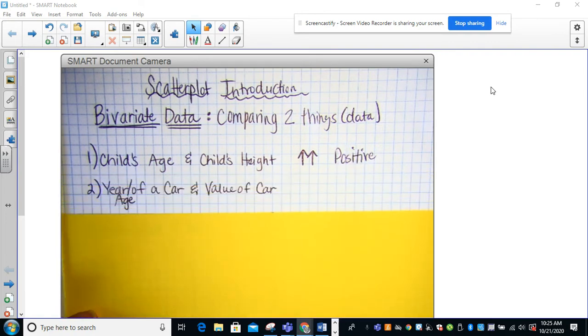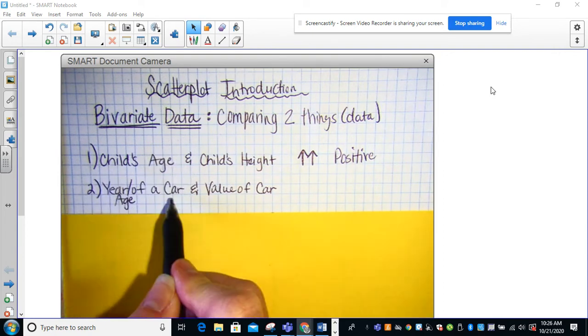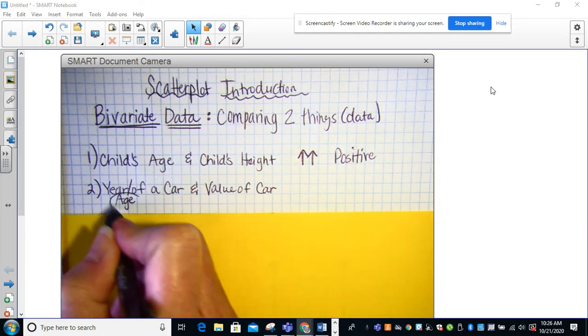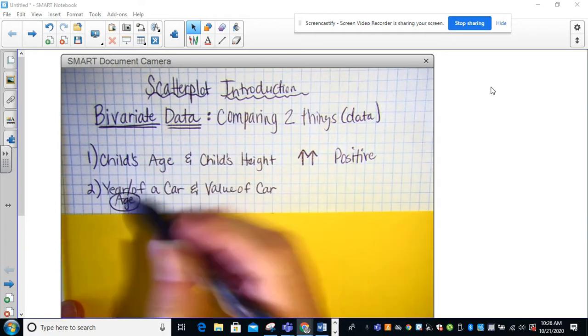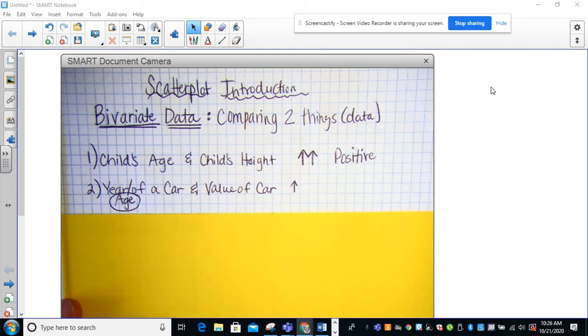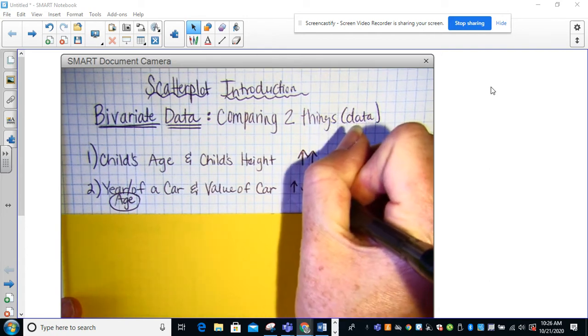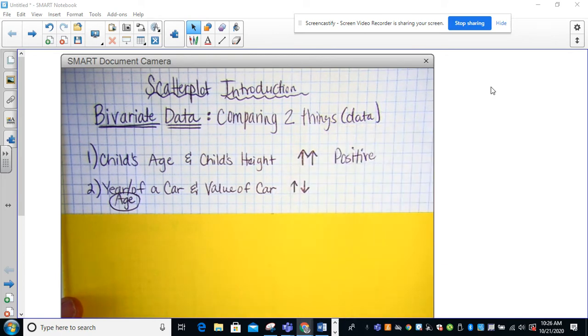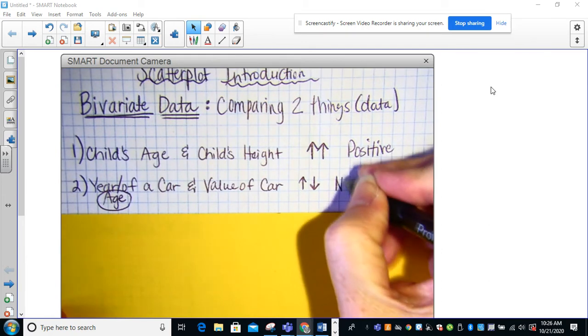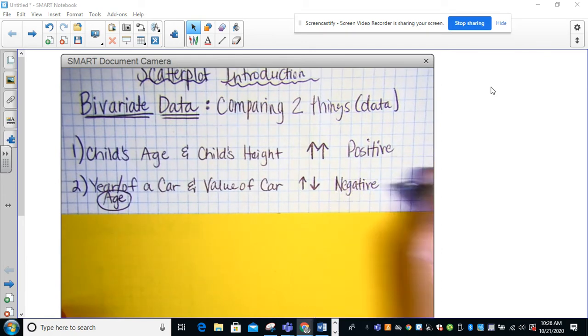Second example, the age of a car and the value of the car. Actually, a better word for this is age. So as the age of a car goes up, it means it gets older and older. You buy it new, now it's 1 year old, now it's 2 years old, now it's 3 years old. The value of that car goes down. As it gets older, the value is going down. So that would be a negative scatter plot. And you'll see a picture of that one in a second too.